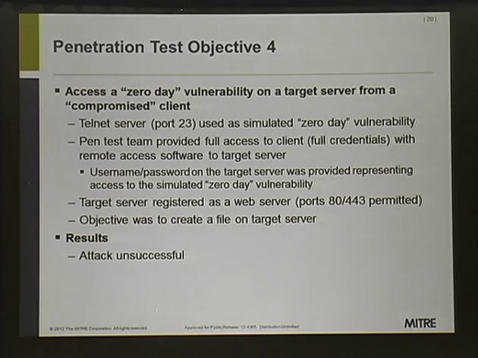Objective 4, they were asked to try to leverage a zero-day vulnerability on one of the servers from a compromised client. The target server was registered as a web server with ports 80 and 443 permitted. The telnet server was running on port 23 and acting as a simulated zero-day. The pen test team was provided with full access to an authorized client, and the username and password needed to log in via telnet. They were unsuccessful in being able to log in.